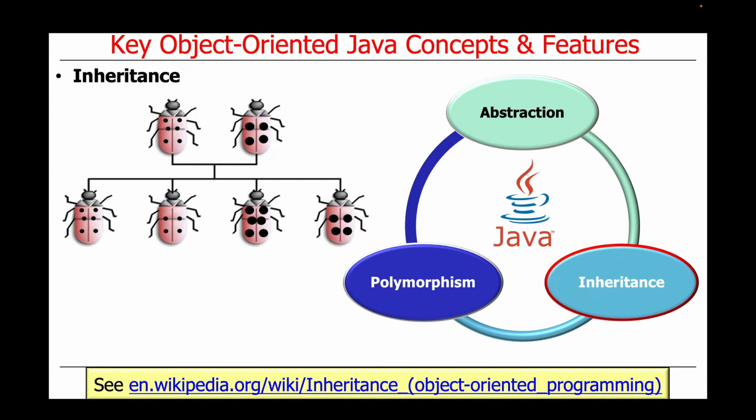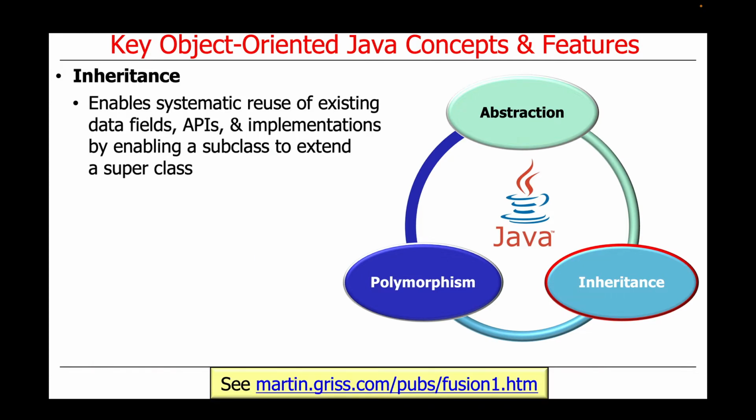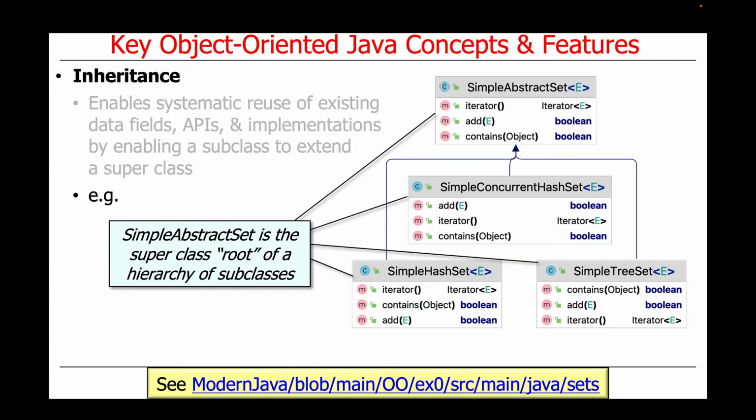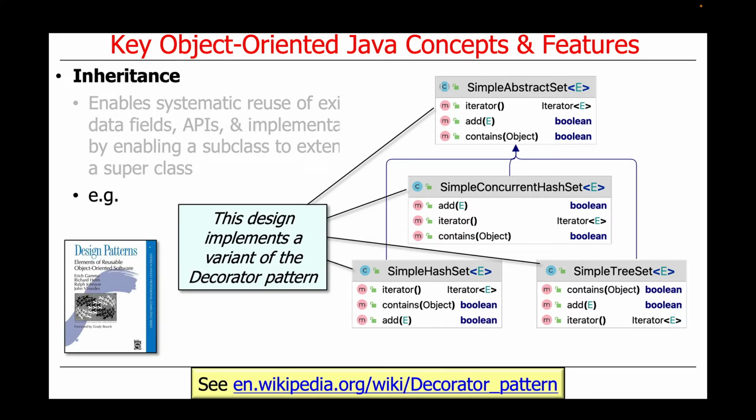The next concept we're going to talk about is inheritance. Inheritance enables systematic reuse of existing data fields, APIs, as well as implementations by enabling a subclass to extend the capabilities defined in a superclass. For example, the simple abstract set class is actually a superclass root of a whole hierarchy of subclasses, including simple hash set, simple tree set, and simple concurrent hash set, as we'll see when we walk through the case study later. By the way, this design implements a variant of the decorator pattern, which allows the transparent decoration of one class or object by others.